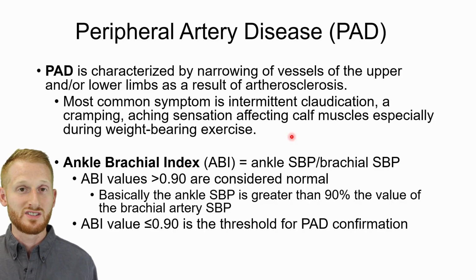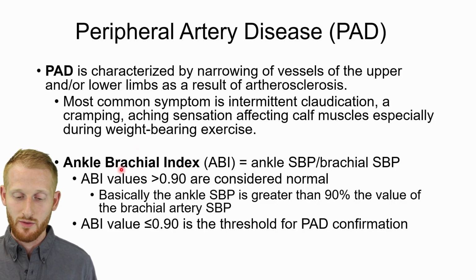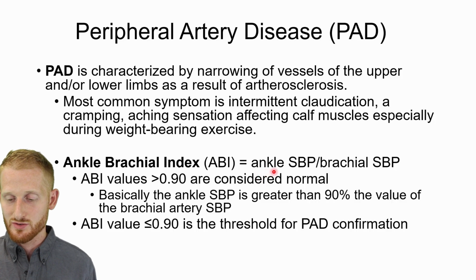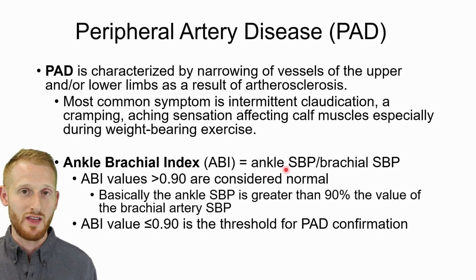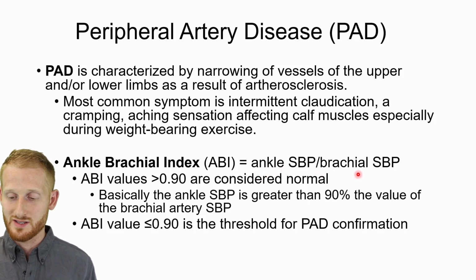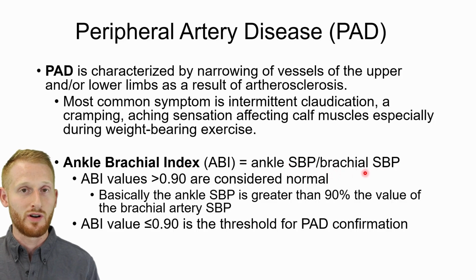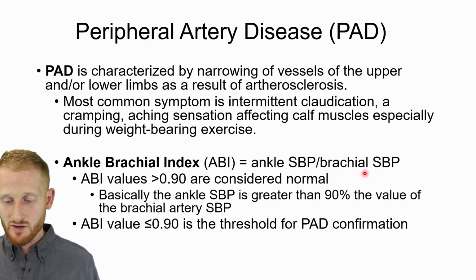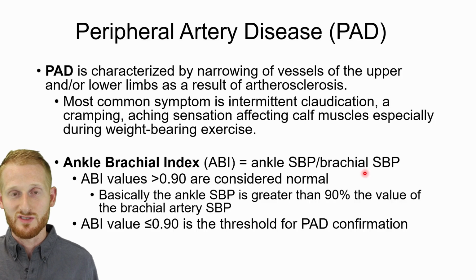Because most PAD is going to occur in the legs, one of the most common tests for PAD is what's called the ankle brachial index. So basically what you're going to do is assess the systolic blood pressure in the ankle, and assess the systolic blood pressure on the brachial artery, so in other words in the arm, and look at the ratio difference between them.